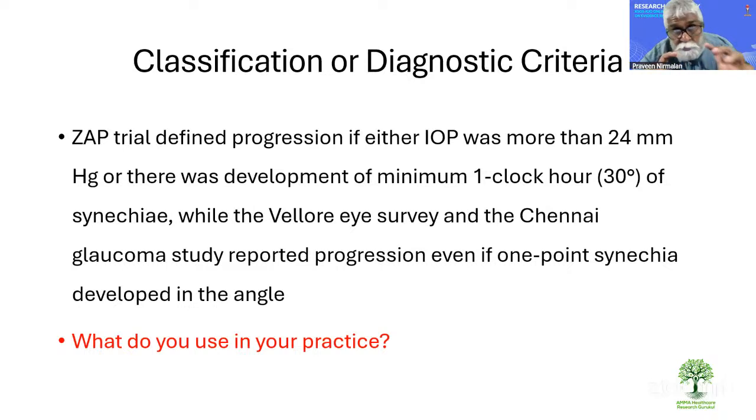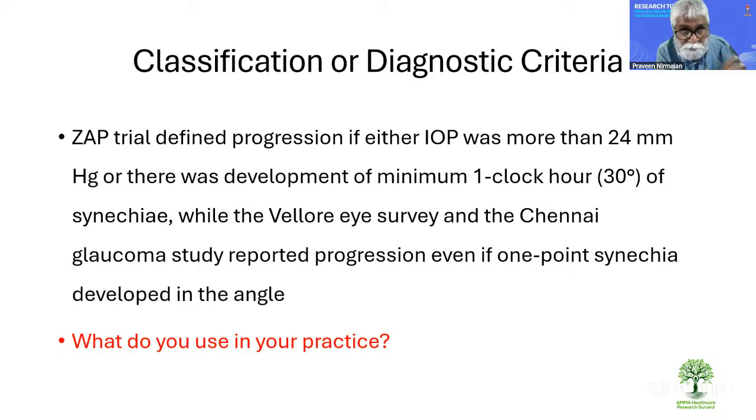So there is a difference in the definition, which can possibly explain the difference in the rate of progression. There can also be differences in the structure of the eyes between the two populations that can also explain the rate of progression. Changes in background risk of other conditions, including cataract, possibly including microinflammatory processes in the eye. So look at all those things and consider what definition do you use in your practice?